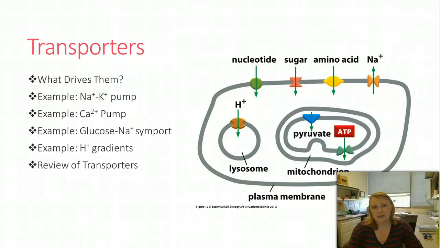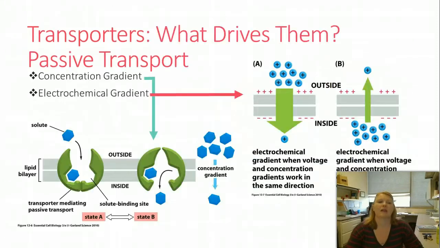All of these examples, I expect you to be able to know and understand and discuss in depth. So make sure you spend some time with all of these examples we're going to talk about in these next couple slides. So as I said, there's two types of transport that can drive transporters. We have passive transport and we have active transport.